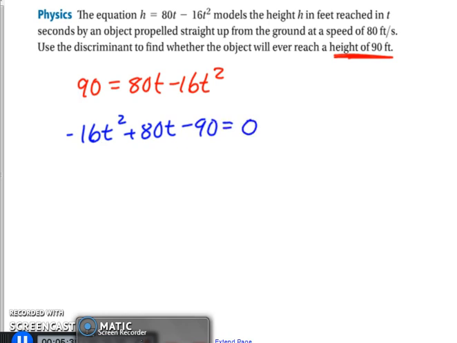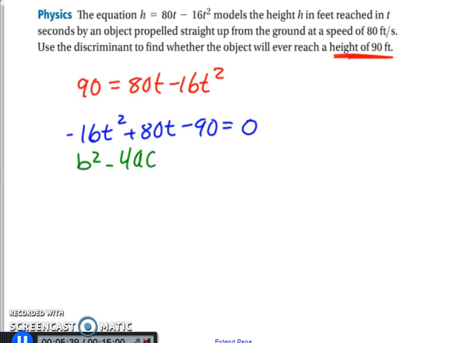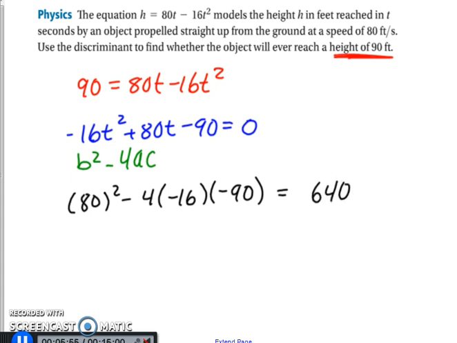Once it's set up, we're just going to find the discriminant. So b squared minus 4ac. So we'll plug it in. 80 squared minus 4 times negative 16 times negative 90. If we solve this, we get 640. Okay, so again, the actual number doesn't matter. 640, that's great, we got a number. That is only helping us determine how many solutions there are. Since it's 640, which is a positive number, that means that there's 2 real solutions.